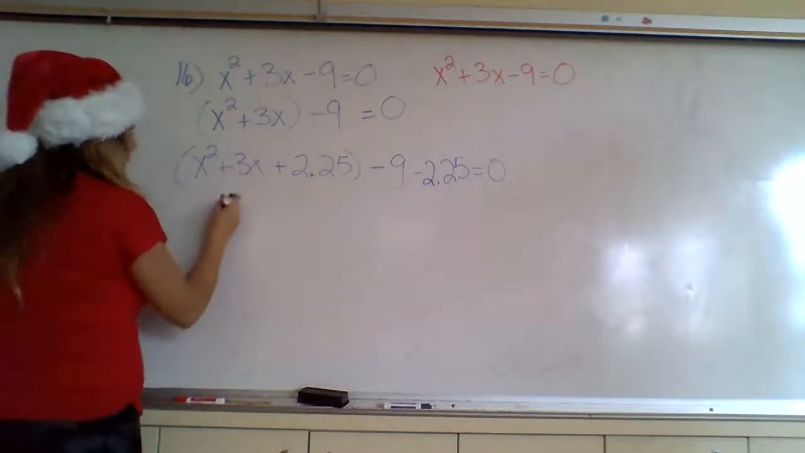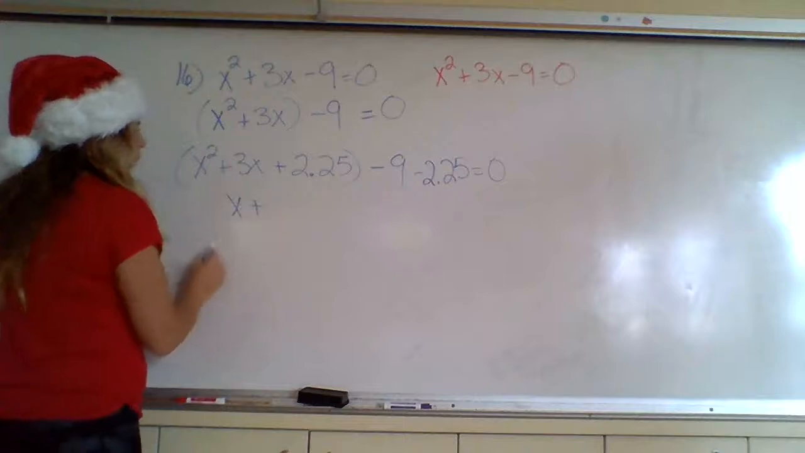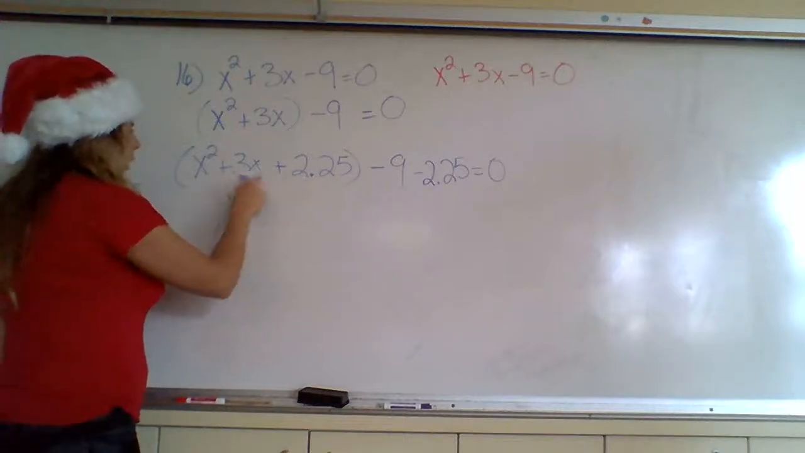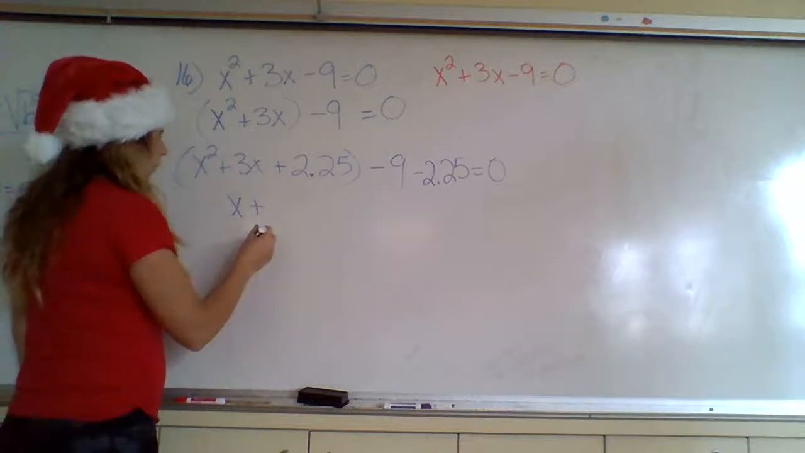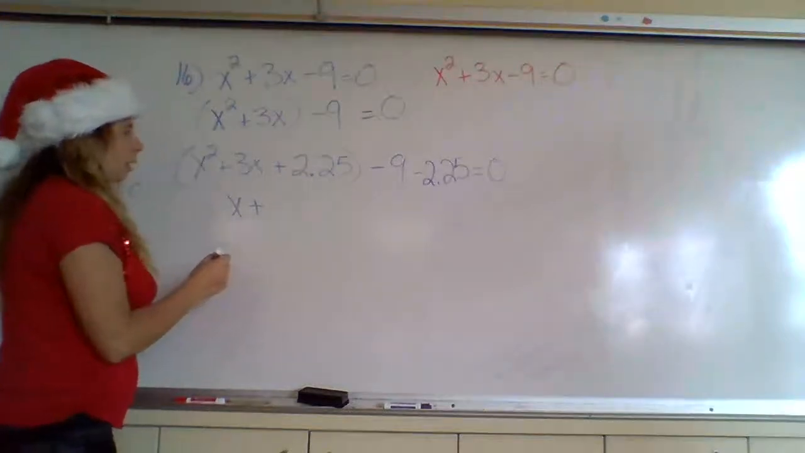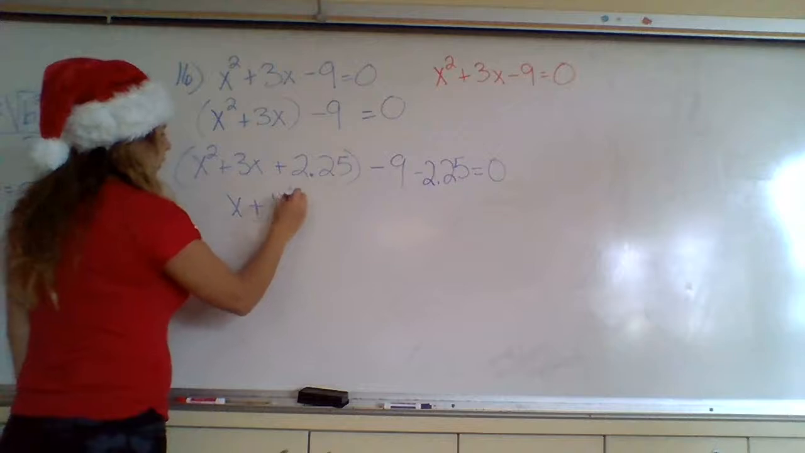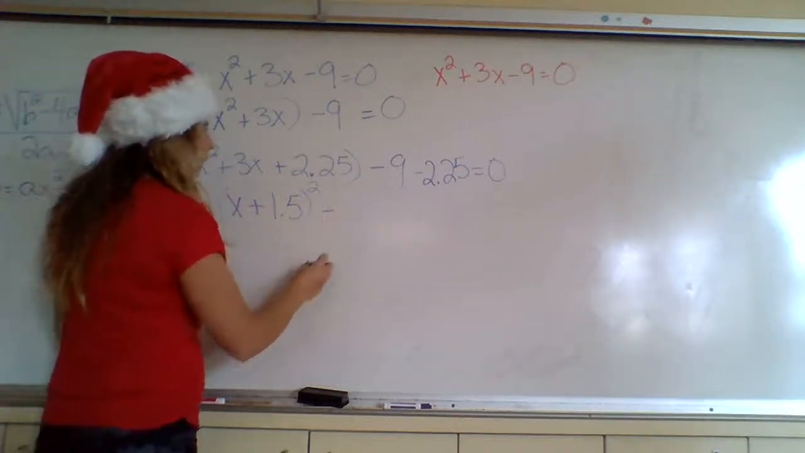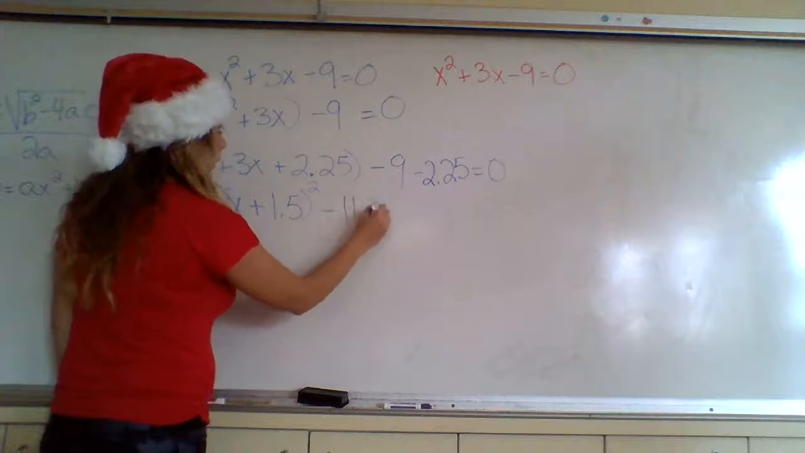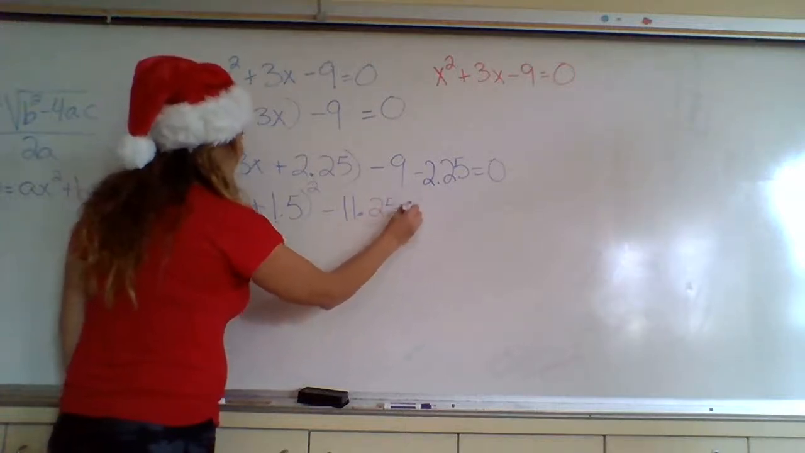So then factor, we just made this a perfect square. So you can just take half of your middle term, which is 3/2 or 1.5, squared, minus 11.25, okay, equals 0.